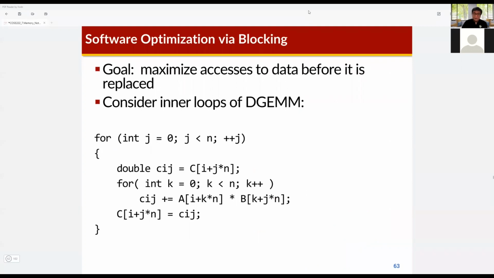Okay, and then here is another example of this characteristic. If we understand how the cache works in the processor, then we can improve the performance of our application. How?